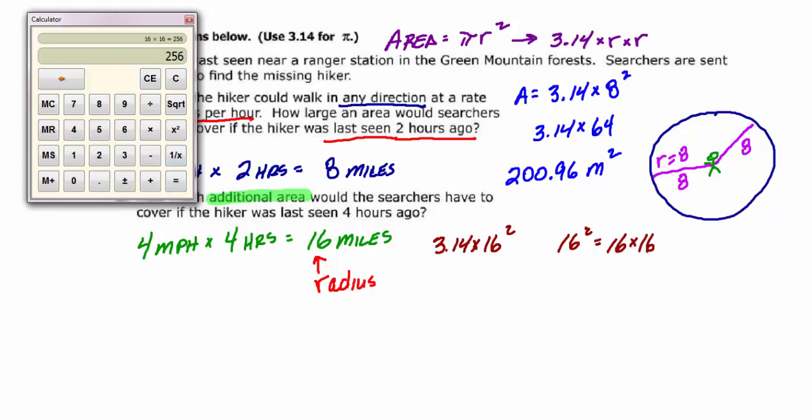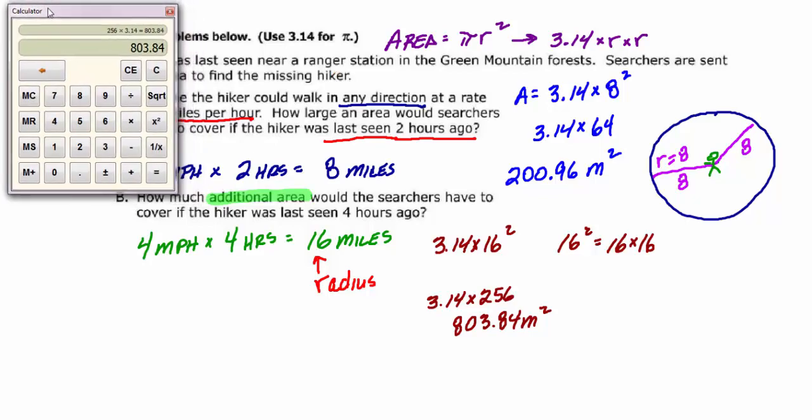256. So I have 3.14 times 256. So 256 times 3.14 is equal to 803.84 square miles. But that's not my answer, because my question was, get my calculator out of the way a little bit, additional area.